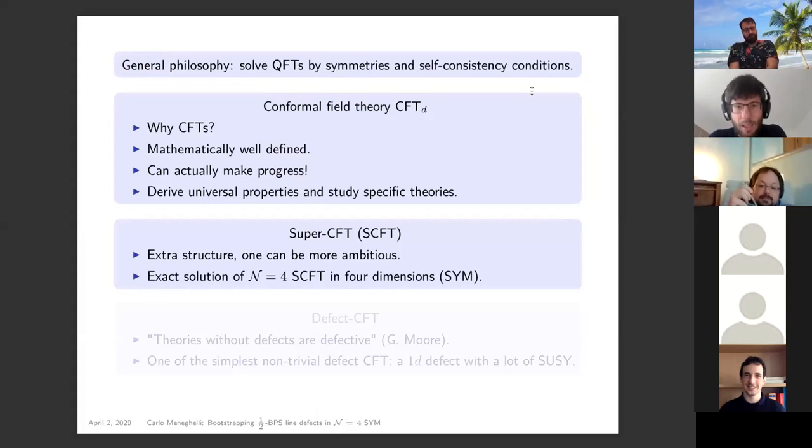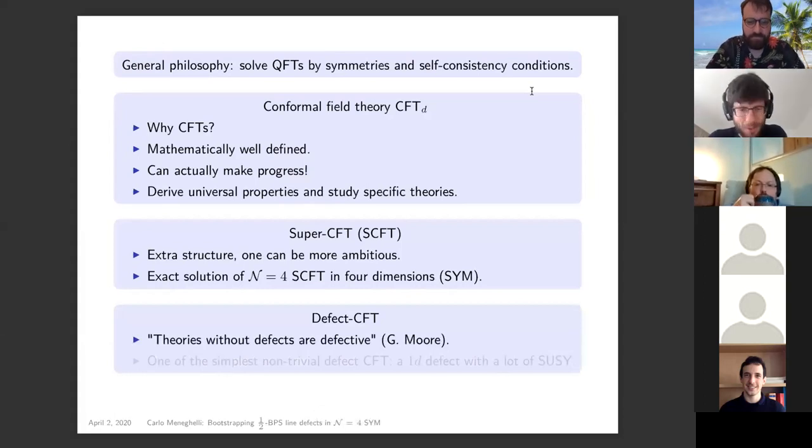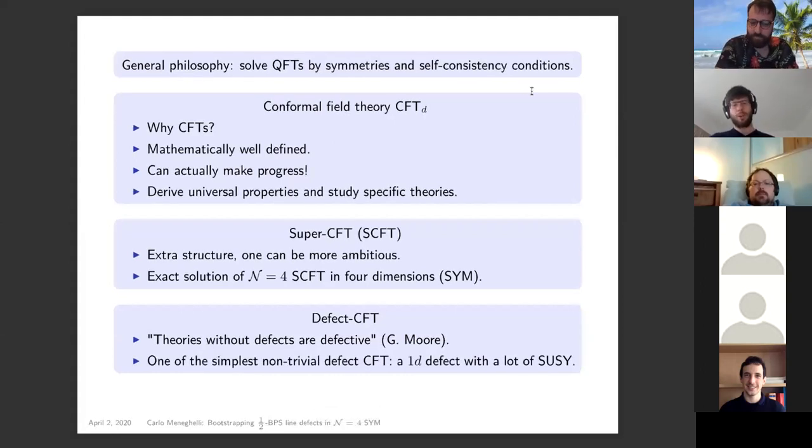So, this general CFT, today I will focus on what are called defect CFTs. I will just quote Greg Moore, saying that if you have a theory without defects, this is defective. So every theory should have defects. And in this talk today, I will study essentially one of the simplest of all non-trivial defects, which is a one-dimensional line in N=4 supersymmetric Yang-Mills. So it's a one-dimensional line carrying a lot of supersymmetry. Somehow, the belief is that this is the simplest non-trivial toy model where one could really push a lot of the technology to study conformal field theory.